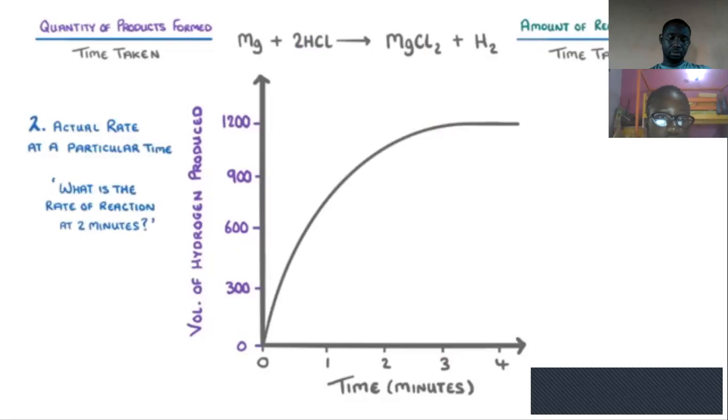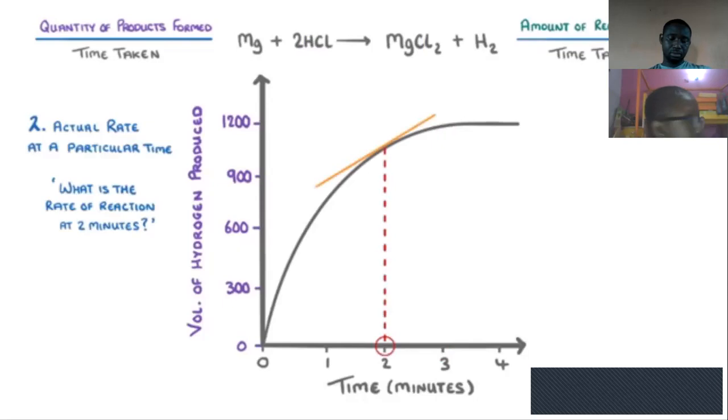So the first step is still to find 2 minutes on the x-axis and trace up to find where it intersects our curve. But then, instead of drawing a line across to the y-axis like we did before, we instead draw a tangent to the curve at that point. And remember, a tangent is just a straight line that just touches the curve and has the same gradient as the curve does at that point.